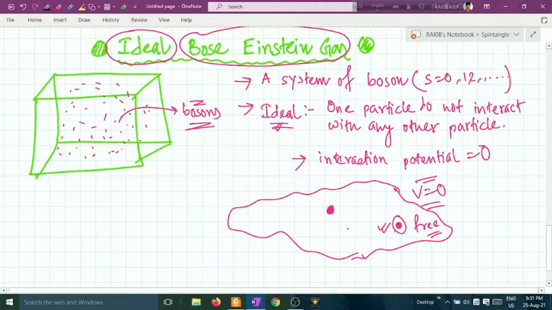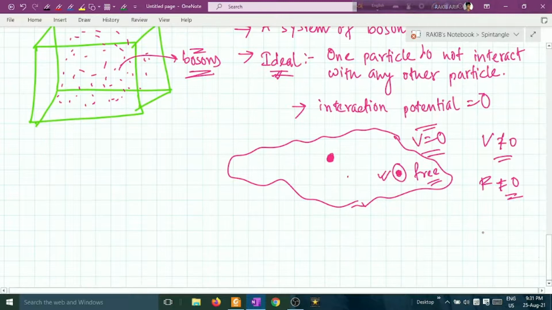In case of real gas, this particle will feel some force, because if the potential is non-zero, then the force will be non-zero. If the force is non-zero, then the momentum will be non-zero. Therefore there will be a momentum exchange between these two particles. This is not allowed in case of ideal gas. You have to remember this each and every time. So I am moving on.